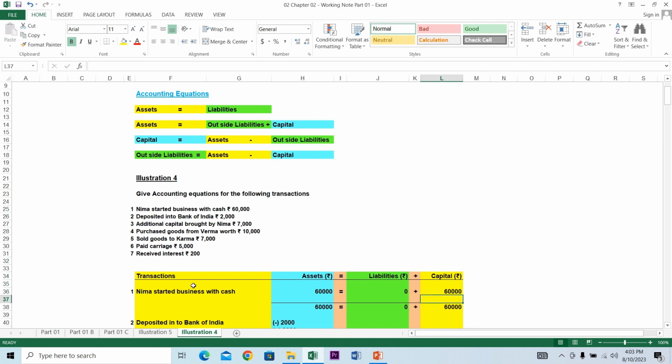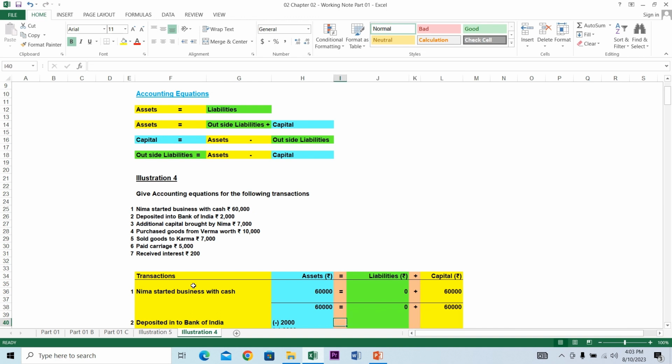Okay, now assets 60,000 rupees cash आ गया, so that is equal to liabilities क्या है? No, there is no liability. Okay, there is 0. So 0 plus cash कितना है? Capital. कैश इधर असेट्स में आ गया, and 60,000 is equal to 0 plus 60,000 is capital. So that is total comes to 60,000 is equal to 0 plus 60,000 capital.